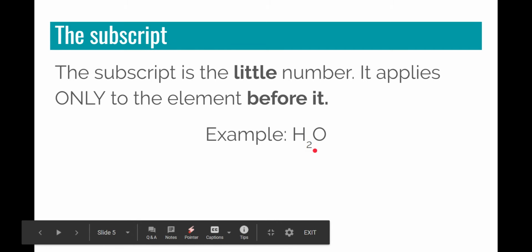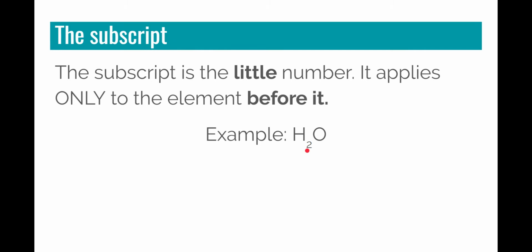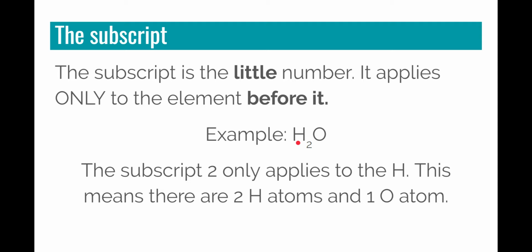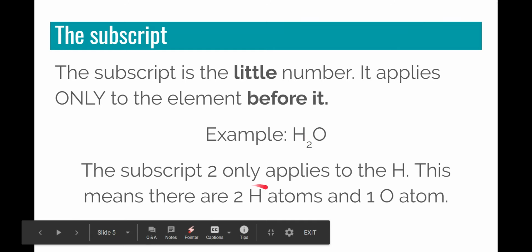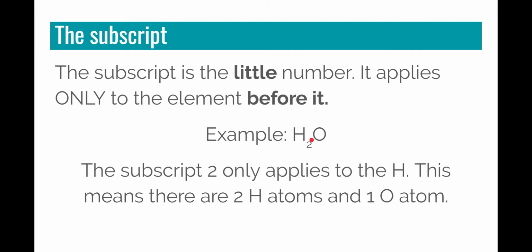That is a subscript. Sub means below. So this 2 is only applying to this H right here. In this molecule of H2O, the subscript 2 only applies to the H. So there are going to be 2 H atoms, but only 1 O atom, because this 2 doesn't care about the O behind it. It only applies to the element before it.